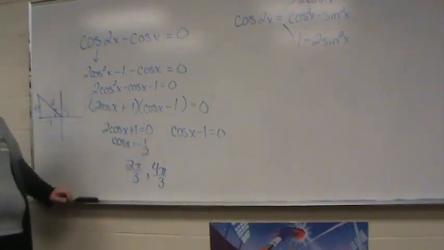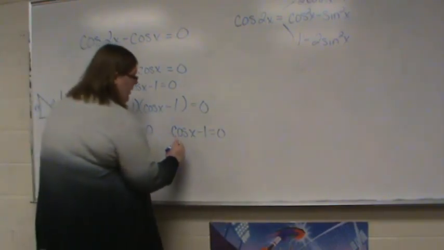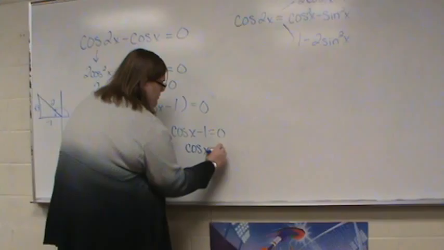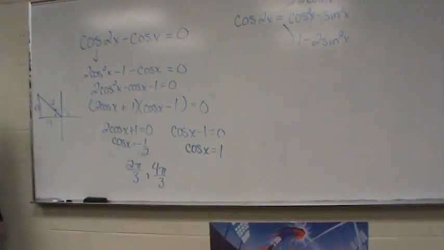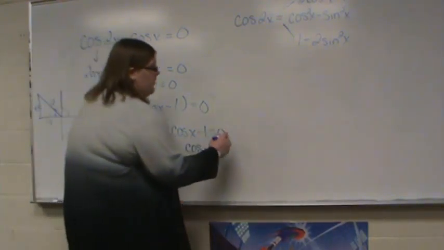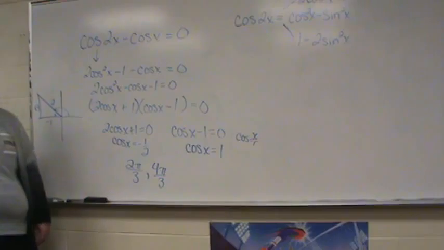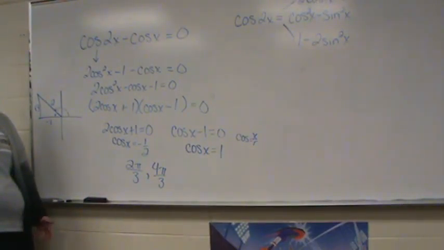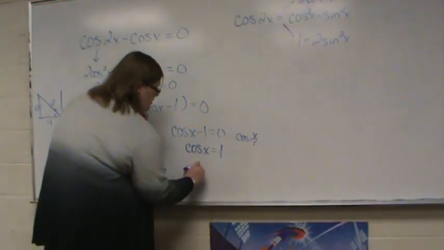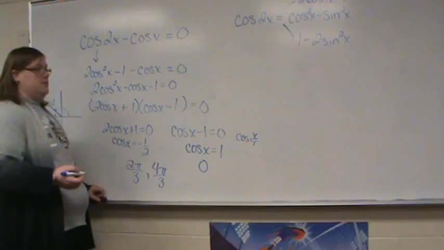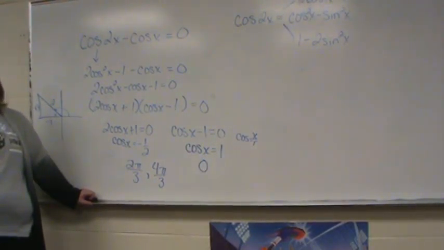Now, cosine x minus 1 equals 0, so I just move the 1. Then I'm looking for where cosine x equals 1. Cosine equals x over r, and it's 1 over 1. So I'm looking for where my x's are 1. Where is my x value 1? My x value is 1 at 0. Is it 1 anywhere else? So we get just that 0.